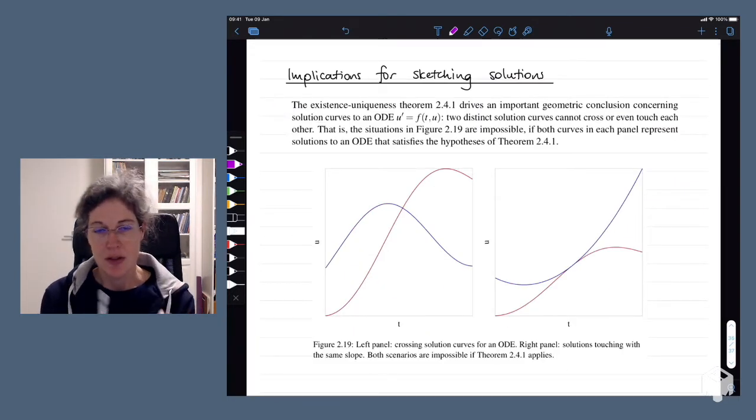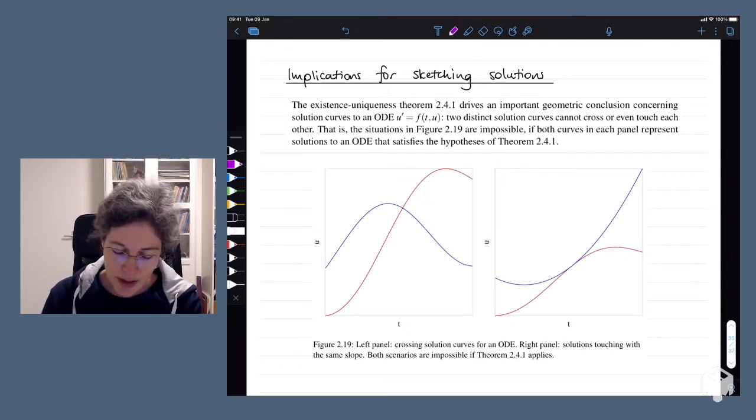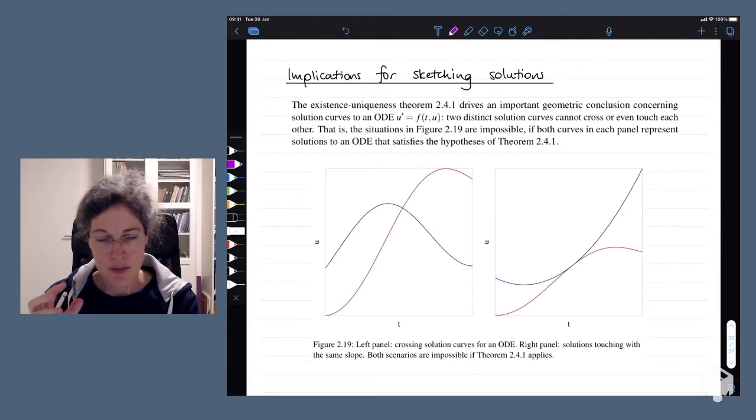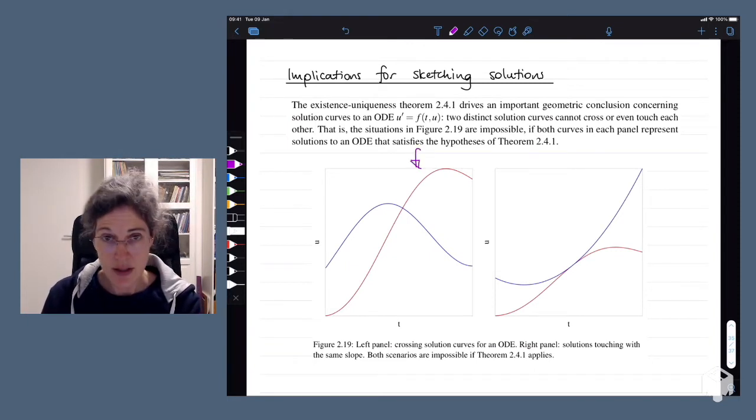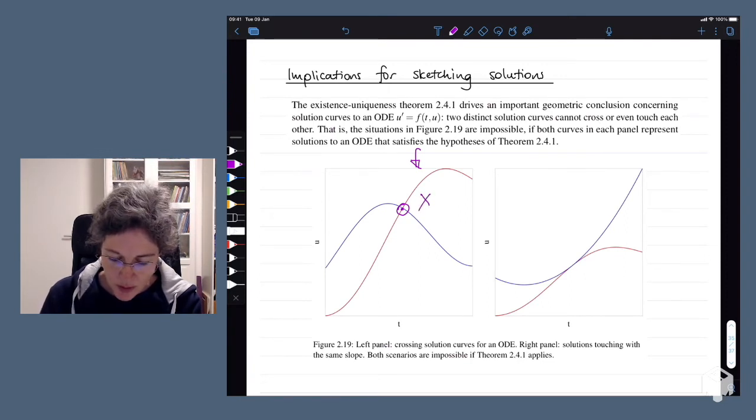What are the implications of this theorem that sounded so technical for sketching solutions? Well, our existence and uniqueness theorem actually tells us some quite important things for when we're sketching solutions. For example, could we possibly have a case like this? Well, in fact, our theorem says you can't have a situation where two solution curves cross because it says it's a unique solution. But at this point over here, right where they cross, the implication is that we have two different solutions. So nope, not going on there.